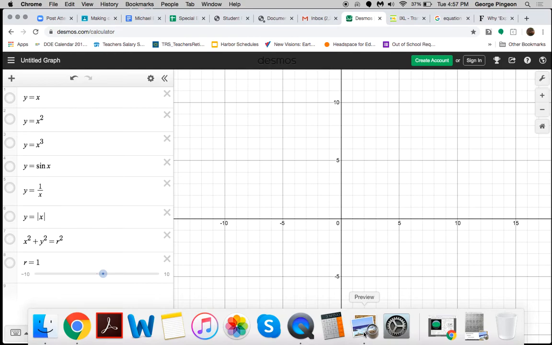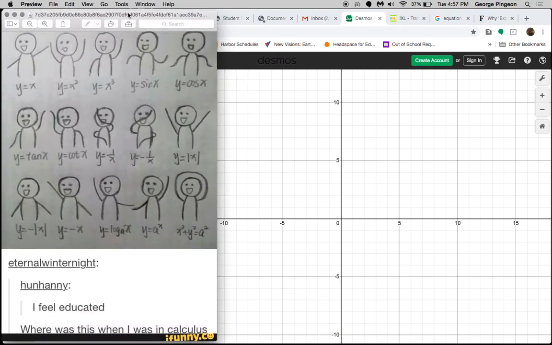A fun little picture that I found. This is a nerdy Instagram account that I follow that posted this. You have these little characters that are doing little arm dances that represent different graphs of these functions. So y equals x, for example, is a linear function. It's just a straight line. Y equals x squared is a parabola. Y equals x cubed is this squiggly line. You also have the inverses of those. So y equals negative x is a downward facing line.